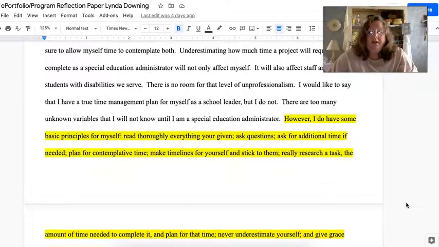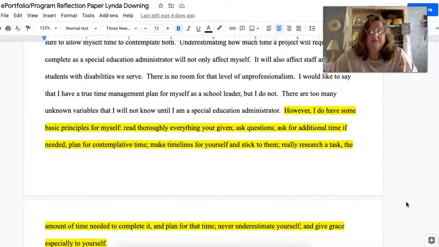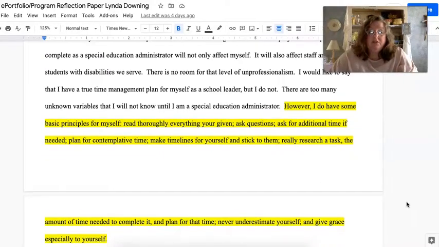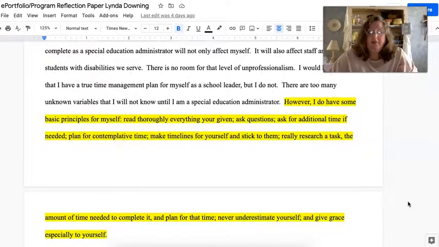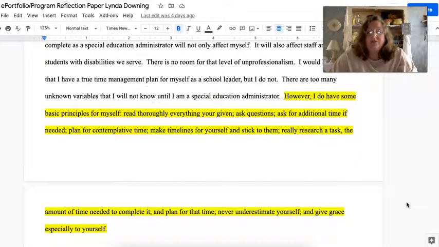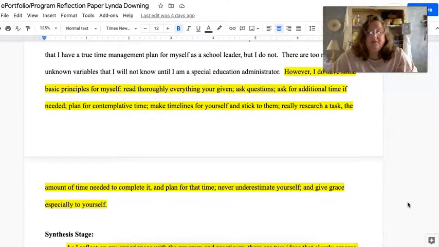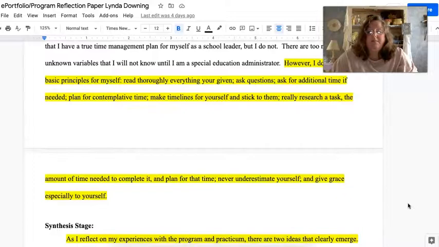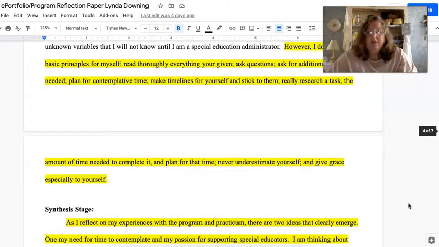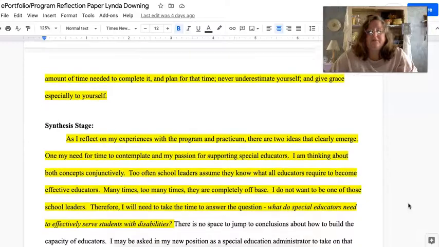And another thing I wanted to point out, however, I do have some basic principles for myself that I have created during my reflection and during my time completing the whole program. First, I need to read thoroughly everything you're given, ask questions, ask for additional time if needed, plan for contemplative time, make timelines for yourself and stick to them, really research a task, the amount of time needed to complete it, and plan for that time. Never underestimate yourself and give grace, especially to yourself.